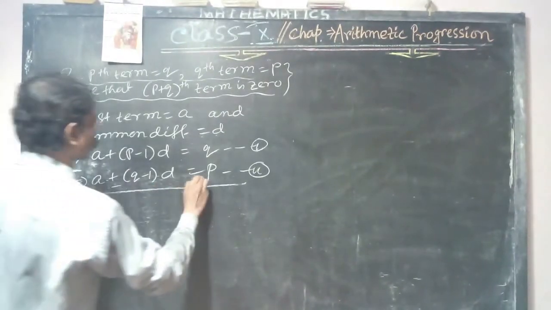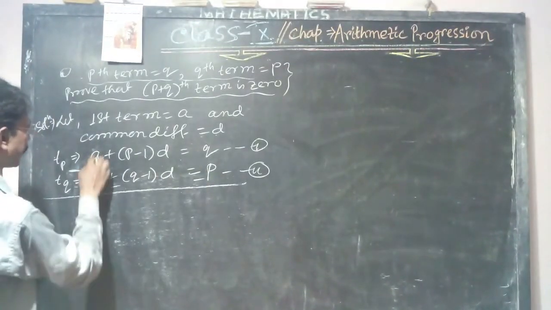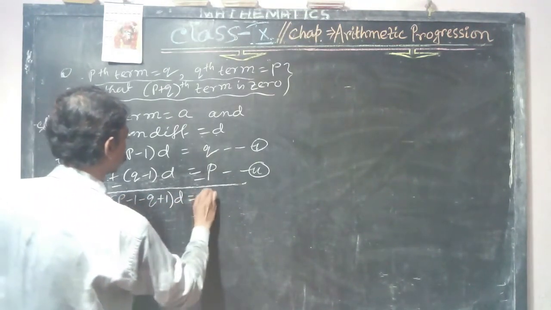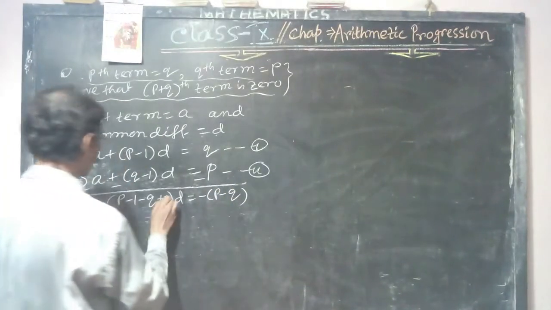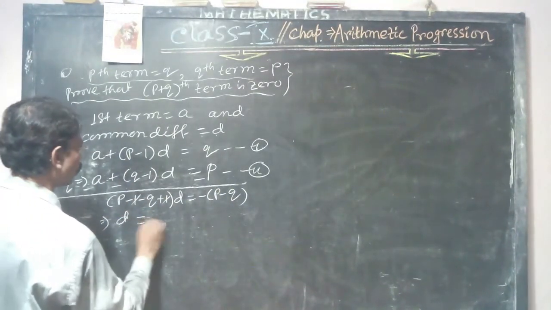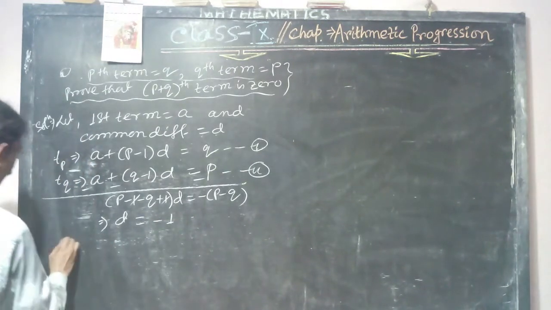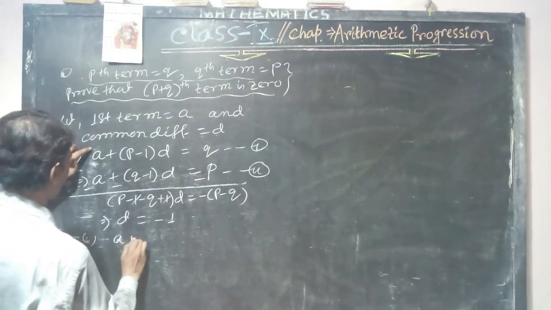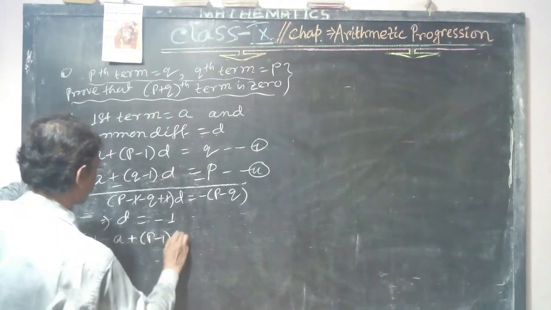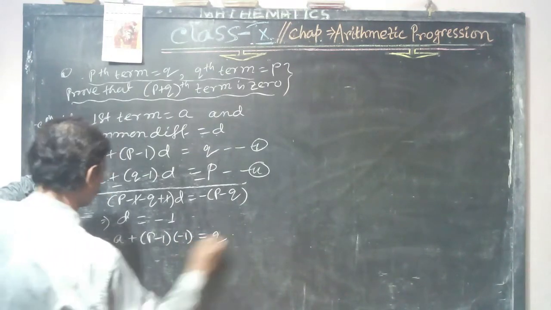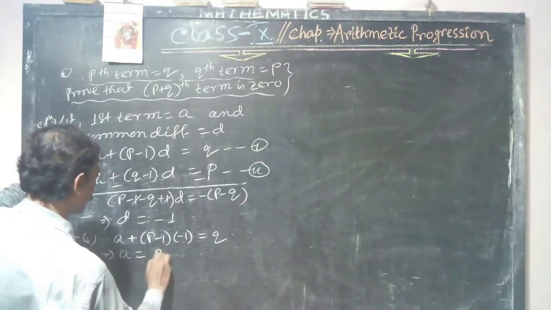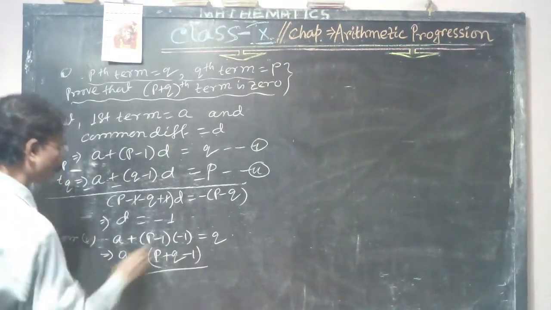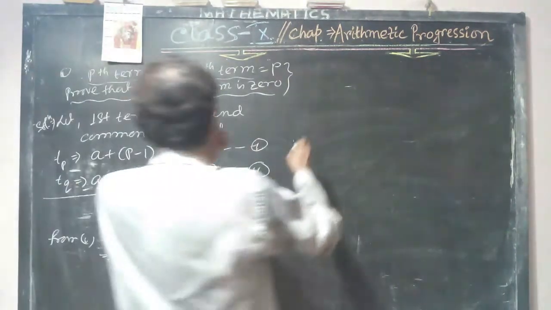By subtracting these two equations, we get a minus a cancels, p minus 1 minus q plus 1 into d equals minus of p minus q. So d equals minus 1. From 1, a plus p minus 1 into, in place of d we put minus 1, equals q, that is a equals p plus q minus 1. So d equals minus 1 and a equals p plus q minus 1.